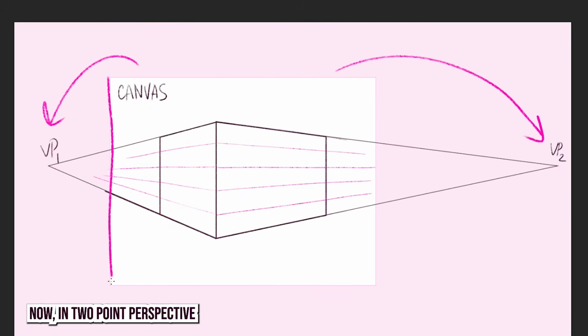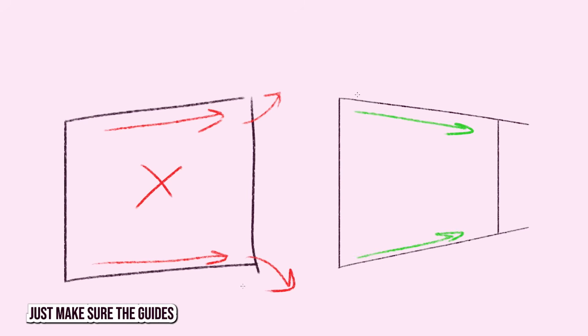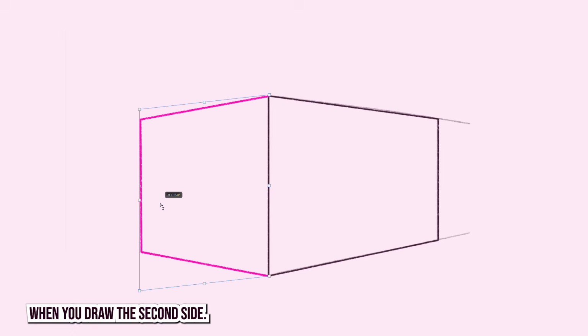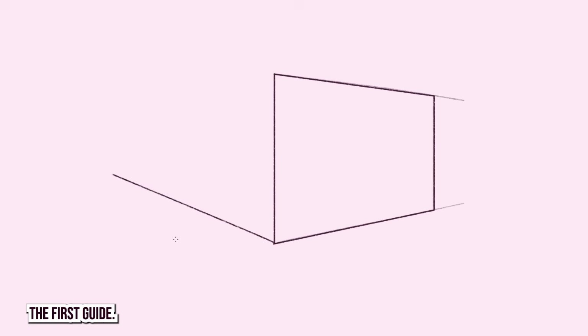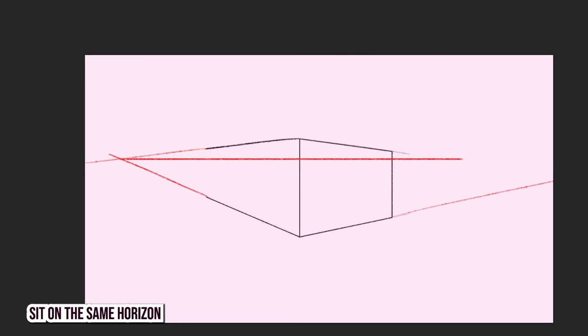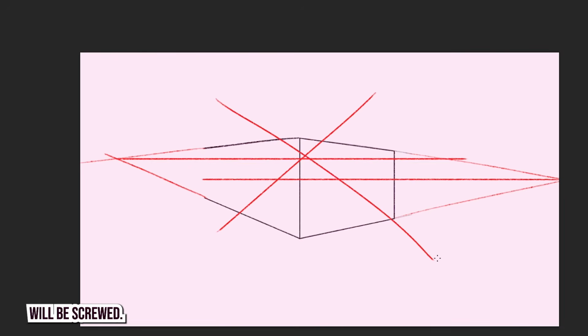Now in two-point perspective this is almost the same. The first side of the grid you can draw without any measurements. Just make sure the guides are converging. The problem starts when you draw the second side. You can easily draw the first guide, but if you draw the second one just eyeballing it, the points won't sit on the same horizon, and the perspective will be screwed.